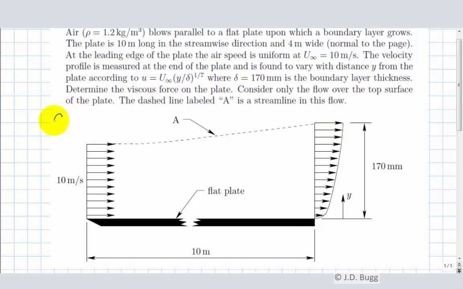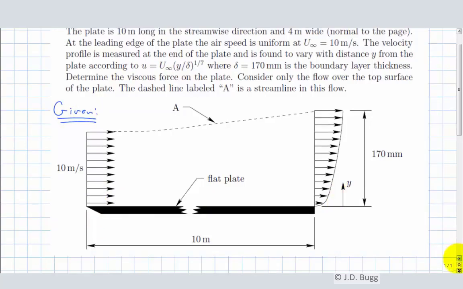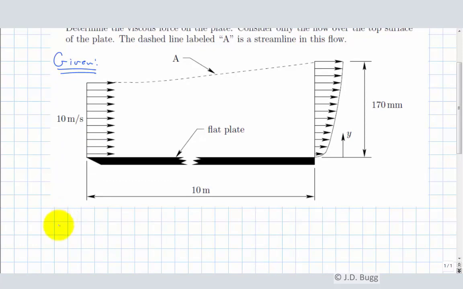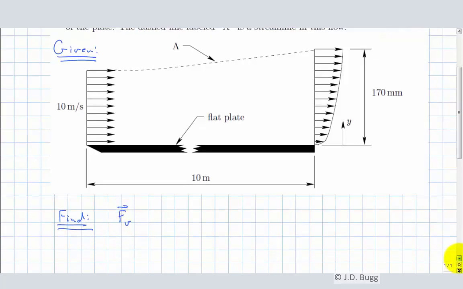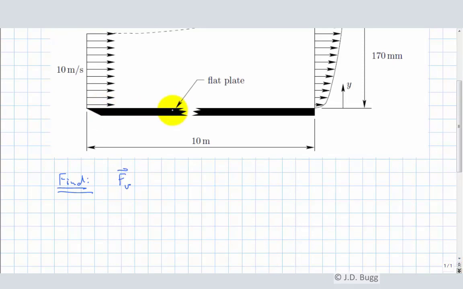So for our given information, we will just use the diagram that's given, and essentially everything that was given in the problem statement is also given on the diagram here. We may add a couple of things to it as we go along, but we want to make clear what we've been asked to find. And what we're trying to find is the viscous force, the viscous force on this plate.